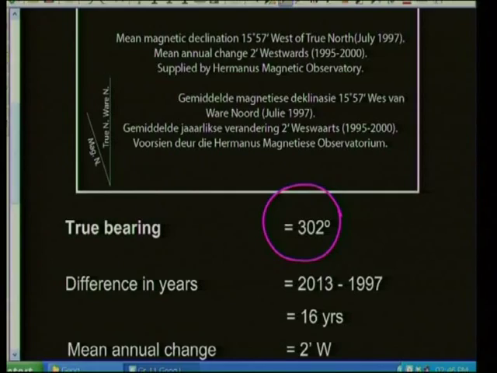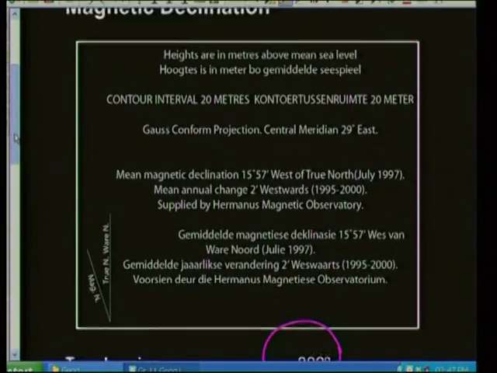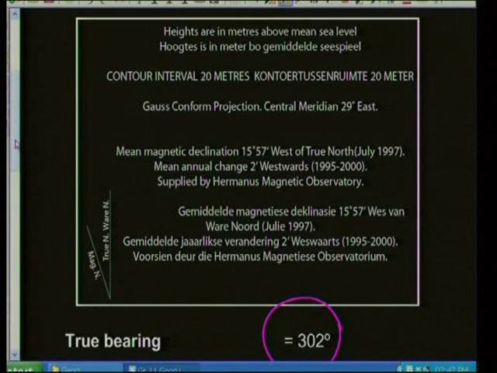But remember, the formula stated magnetic bearing is equal to true bearing plus magnetic declination. Now, on the side of your maps, you will have this little information. It's always there, and in every exam you will get this information on your topographic map. It tells you about the contour interval, and just below that, it gives you the mean magnetic declination. This one was 15 degrees, 57 minutes west of true north, and it was taken in 1997.